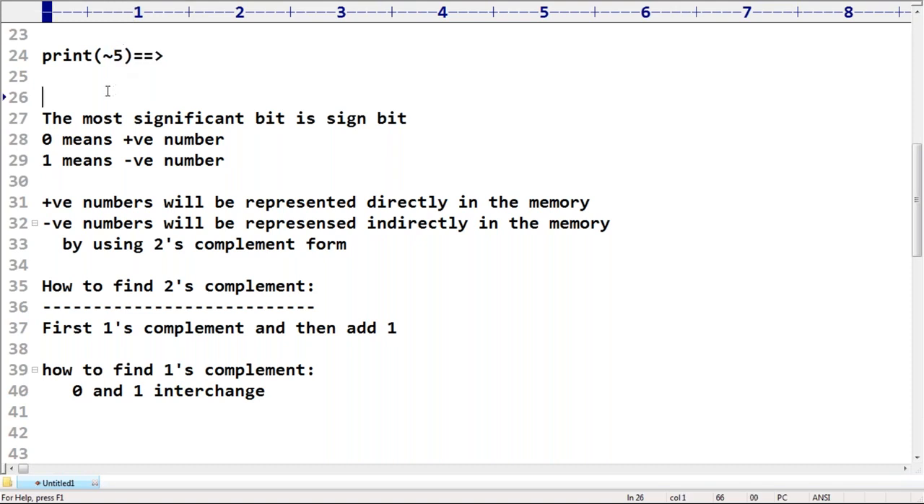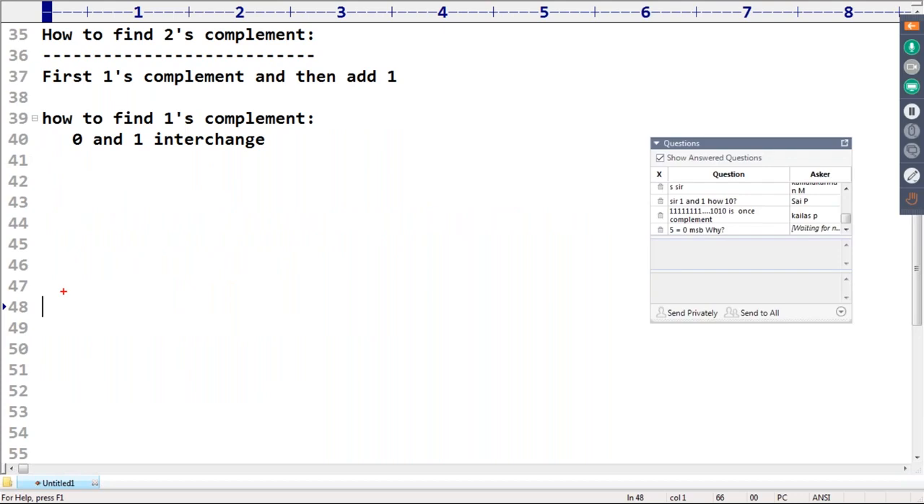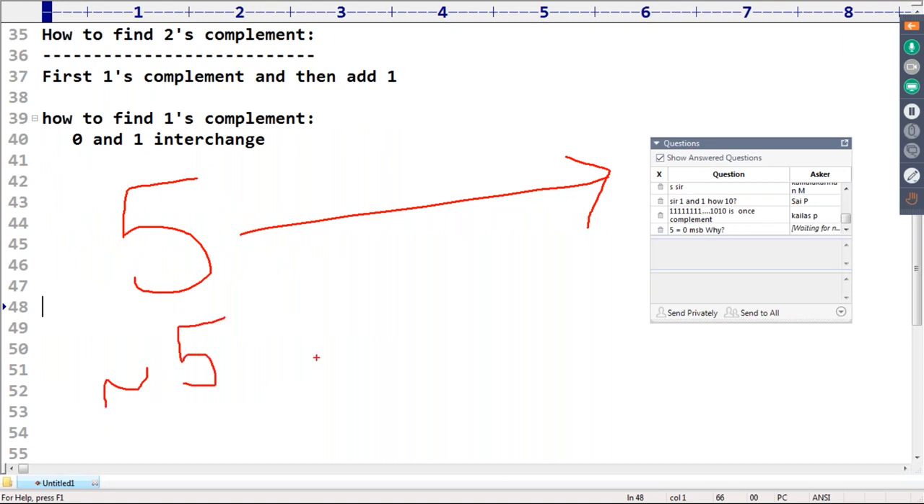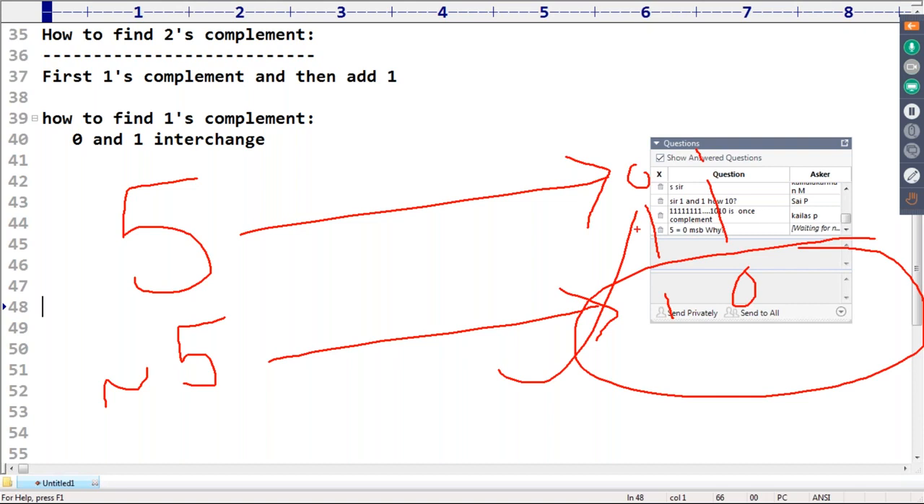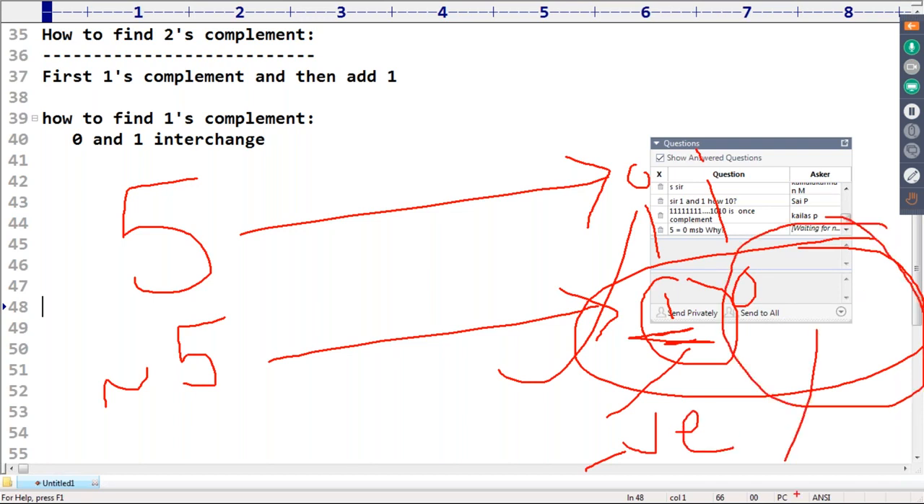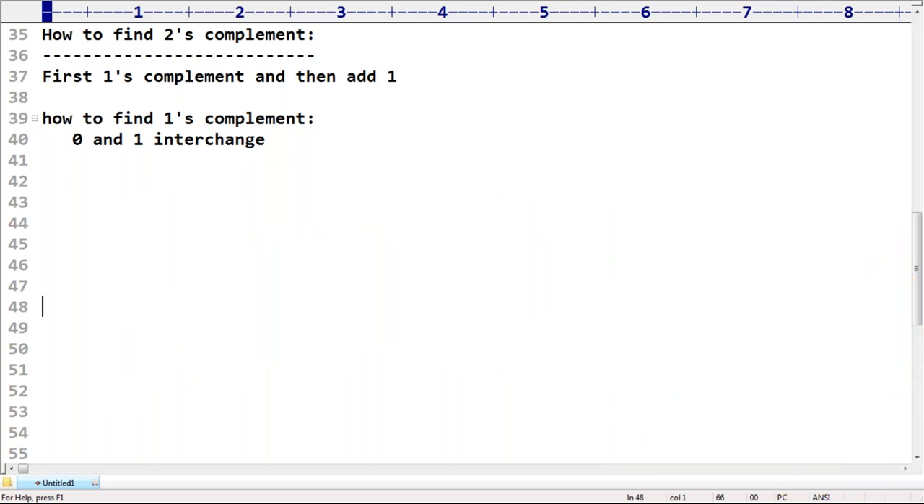How to represent first 5? We should be aware: if you represent 5, then how can you get the negation of 5? For the negation of 5, just interchange zeros and ones. Now I will get the negation of 5. Sir, in this, what is the most significant bit? 1. 1 means a negative number. If it is a negative number, the remaining bits represent the value in 2's complement form. We have to find its 2's complement.